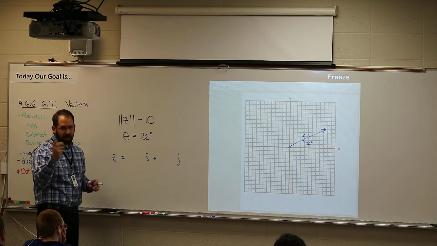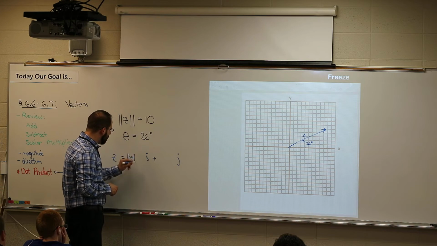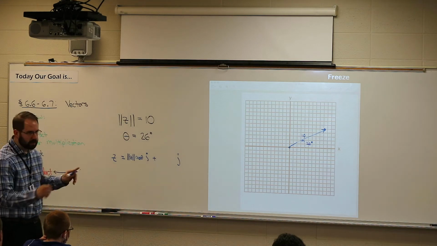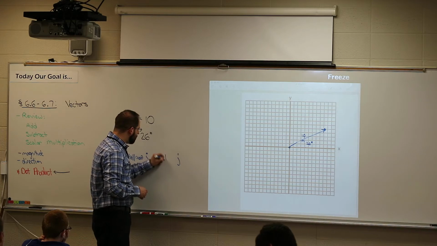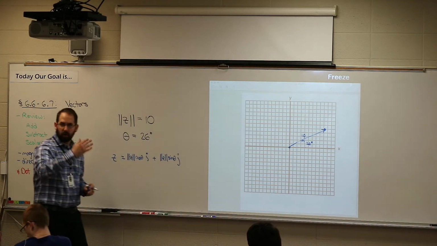Okay, now to find this, we talked about this yesterday. You take the magnitude of z times the cosine of your angle. That will give you the i component, the horizontal distance you're going to travel. And then you take the magnitude of z times the sine of your angle. And that will give you the vertical component.